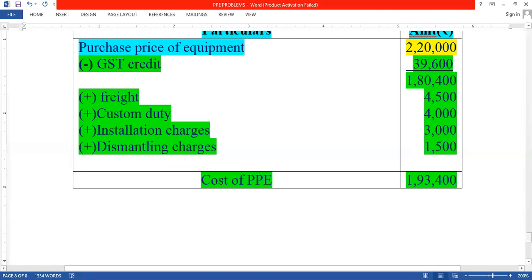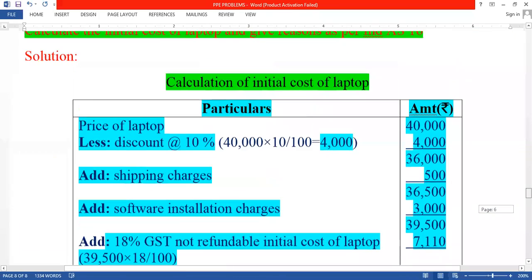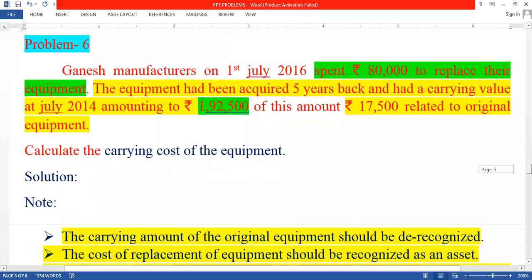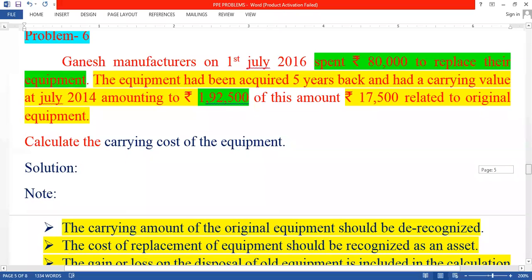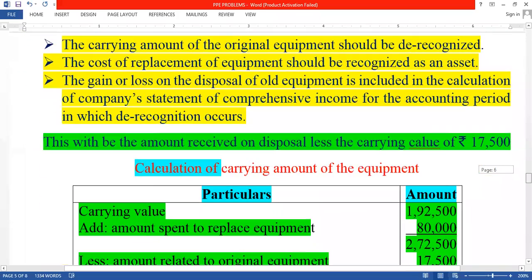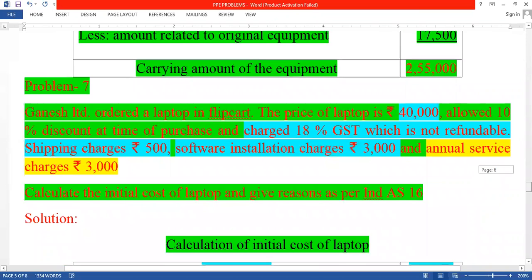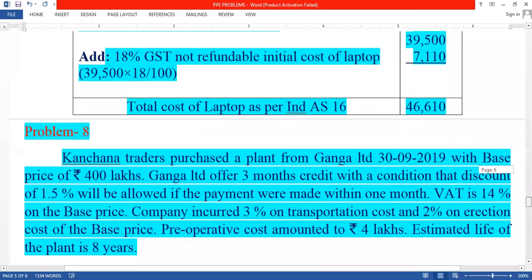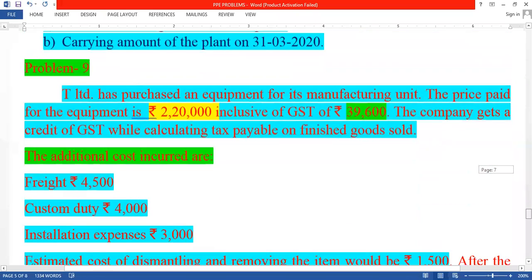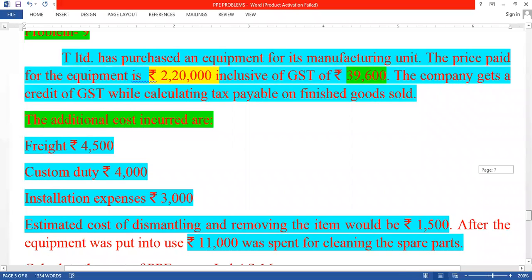See, in this session, we are discussing four problems. The first one is Ganesh Manufacturers. In this problem, the special different thing is calculation of carrying cost of the equipment. After that, the next problem is Ganesh Limited. It is a question paper problem. After that, the eighth problem is the homework problem, Kanchana Traders. And after this, the problem number 9, it is also a previous question paper problem, T Limited.